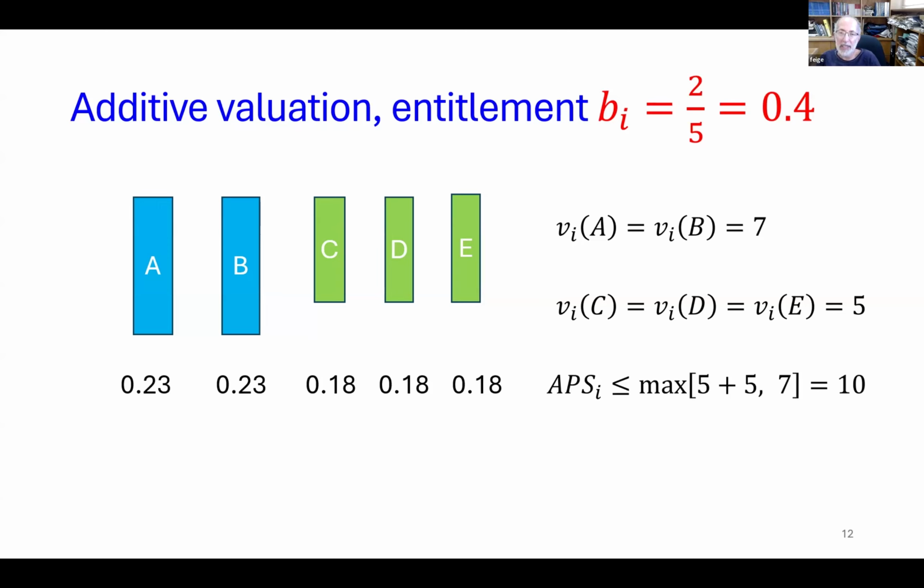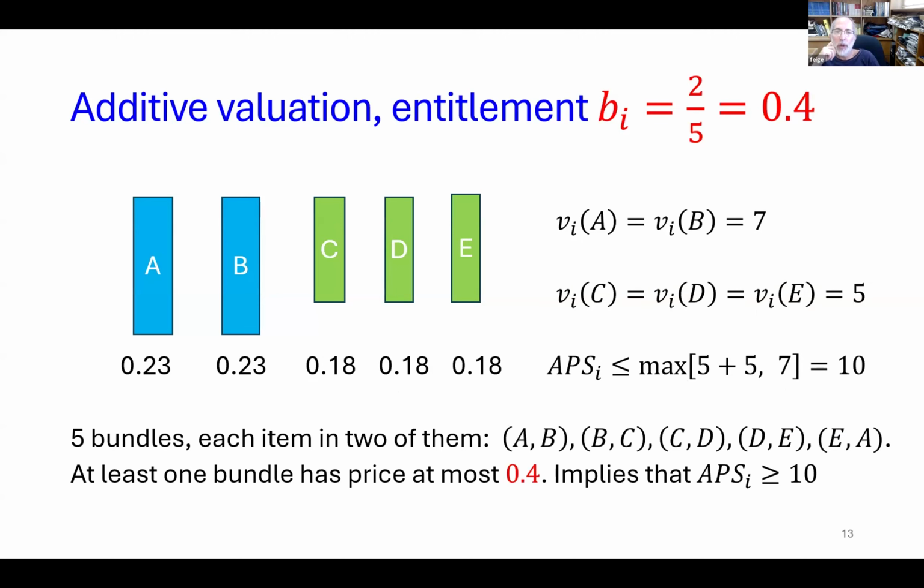So how do we prove that the APS is in fact exactly 10? We can consider 5 bundles such that each item is in 2 of them. So the bundles are each time 2 consecutive items, and then the last bundle is E and A together. So no matter how you price the items, at least one bundle would have price at most 0.4, and then you'd be able to buy it. So no matter which price vector you give, the agent can afford a bundle of value 10 at least. So the value of the APS is at least 10. So it's at most 10, at least 10, so it has to be exactly 10.